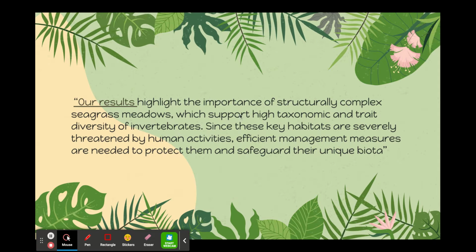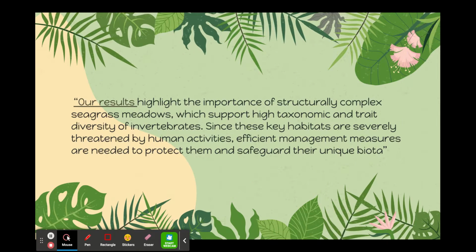So what this means is that high taxonomic and trait diversity, this means that they were looking at invertebrates, okay, and that they were looking at the amount of different taxonomic characteristics there were. So that means different species, different diversities. It says, since these key habitats are severely threatened by human activities, efficient management measures are needed to protect them and safeguard their unique biota.